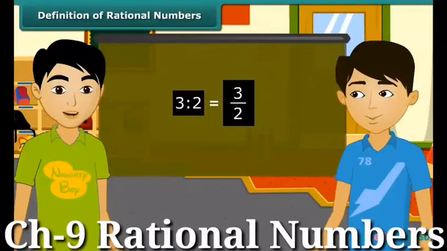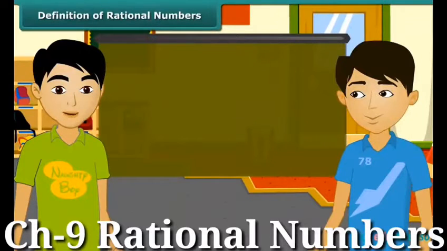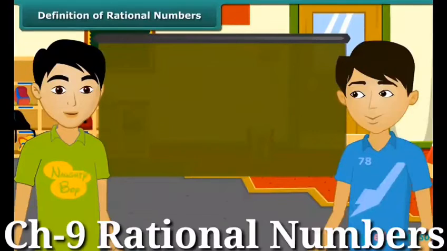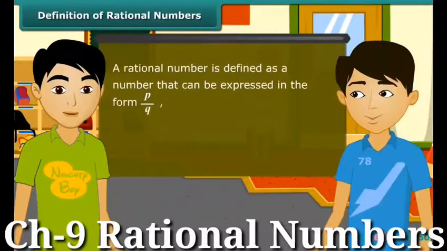Yes. Similarly, the ratio of two integers, p and q, in which q is not equal to 0, can be written in the form p/q. This is the form in which rational numbers are expressed. A rational number is defined as a number that can be expressed in the form p/q, where p and q are integers and q is not equal to 0.